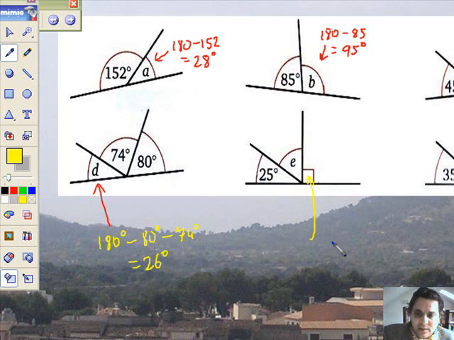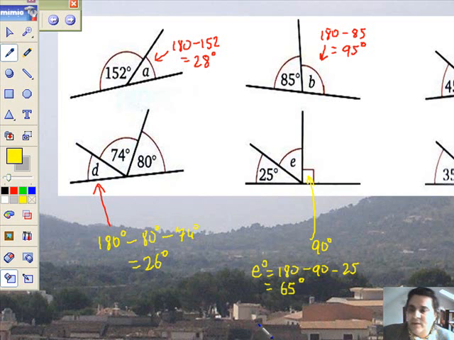Here's a nice one. You may recall that represents 90 degrees, that little symbol there. So therefore we have angle E is going to be 180, take away that 90 just there, and take away the 25 on the left just there, and the leftovers belongs to angle E. It's going to be 90, take away 25, that gives me 65 left over. So angle E is 65 degrees.